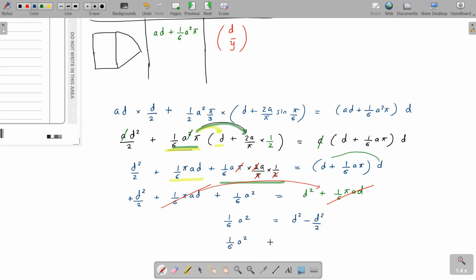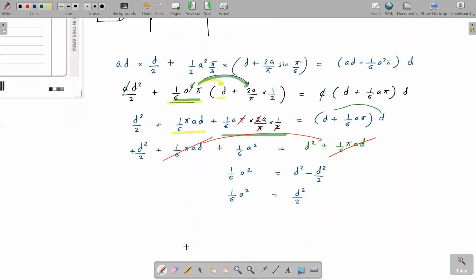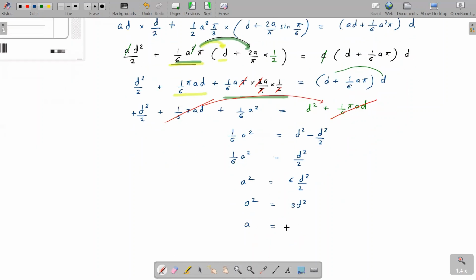What do we get? 1 over 6 A square. So 2D square minus 1D square is D square over 2. 1 minus half is half. So I end up getting here, we are trying to make A the subject, right? A square equals the 6 goes to the other side, 6 times D square over 2, 3D square, which gives me A equals root 3D square. So we can bring the D out of the root. So I get root 3 times D. Okay, so this is to show that.